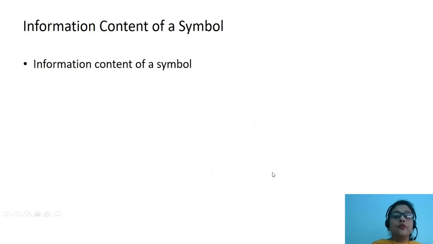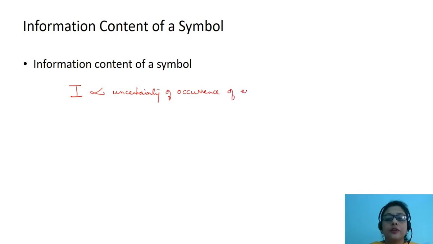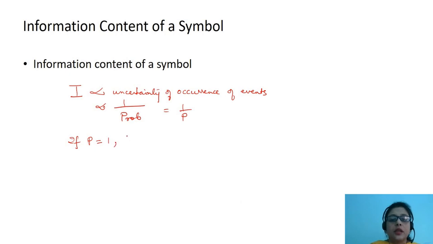Next, let us understand the information content of a symbol. We have already seen that information content, let's write it as I, is directly proportional to the uncertainty of occurrence of events, and so it is inversely proportional to the probability of occurrence of the event. We can write it as 1 by P. Now if the probability of occurrence of the event is 1, information content will be 0. If the probability of the event is 0, information content will be infinite.